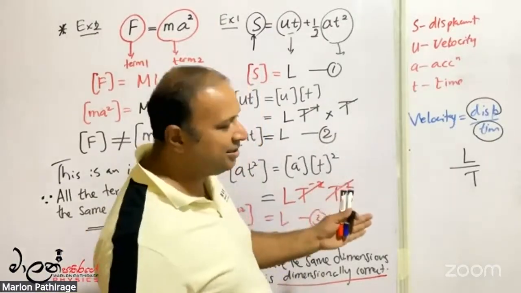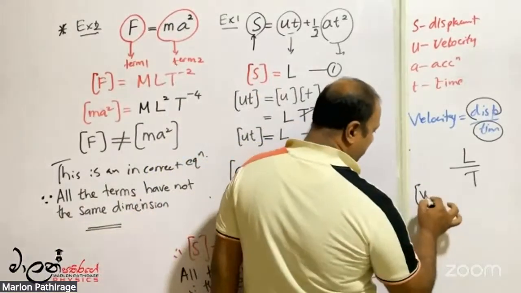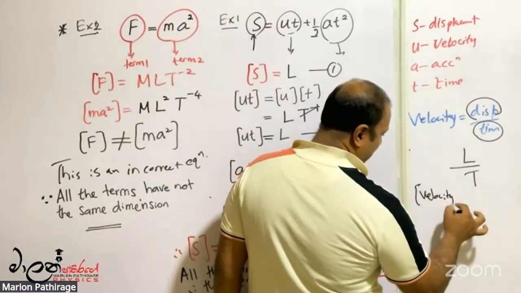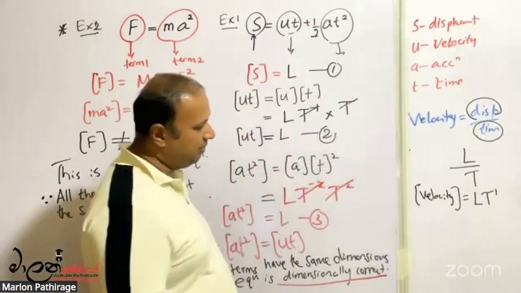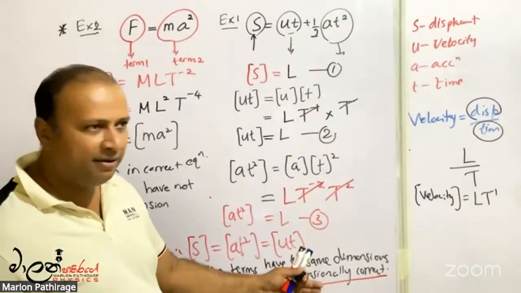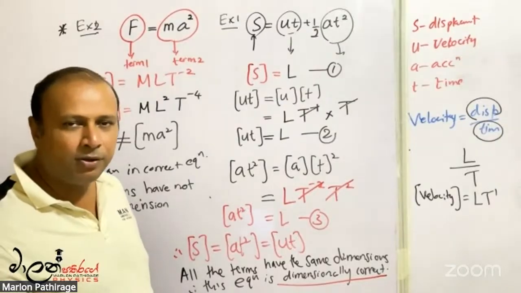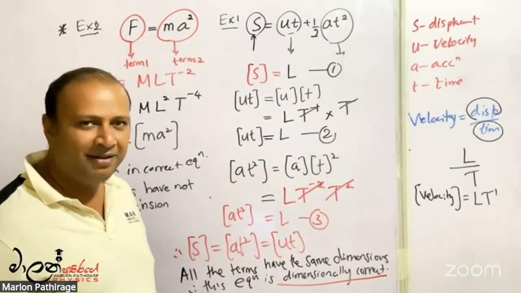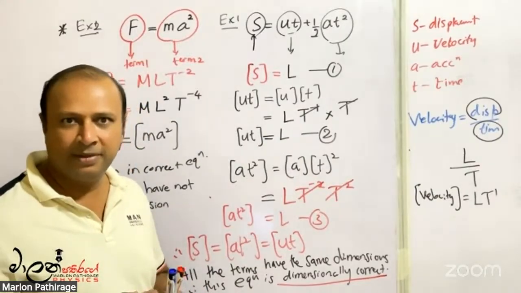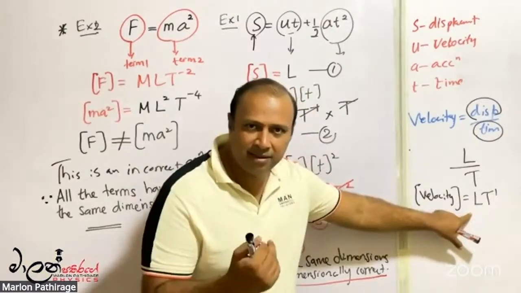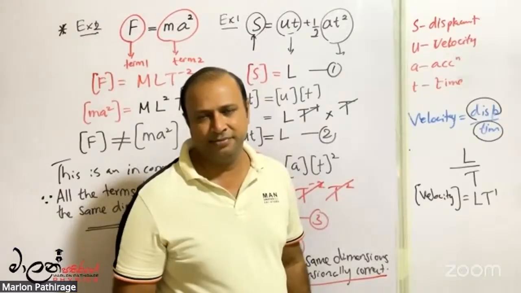So this representation is called the dimension. Therefore, the dimension of velocity is L t minus 1. From that, I can say the dimension of velocity is L t minus 1. That means velocity is equal to a length over time. That is the understanding we can get from this dimensional formula.